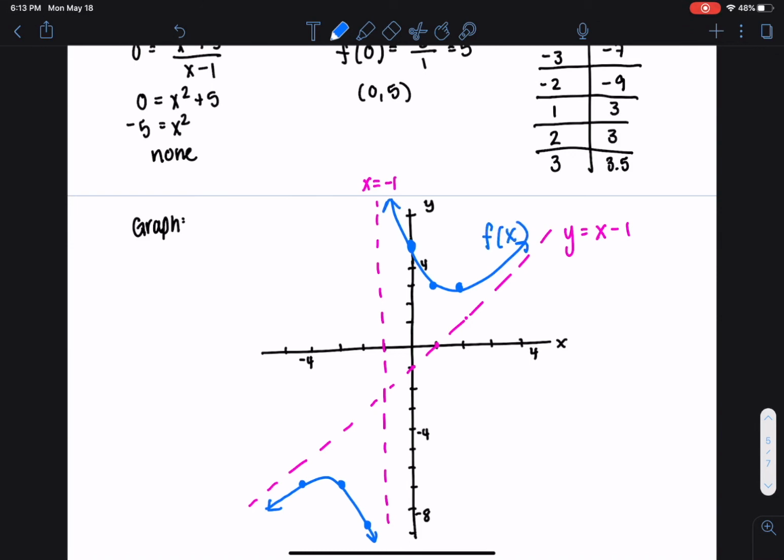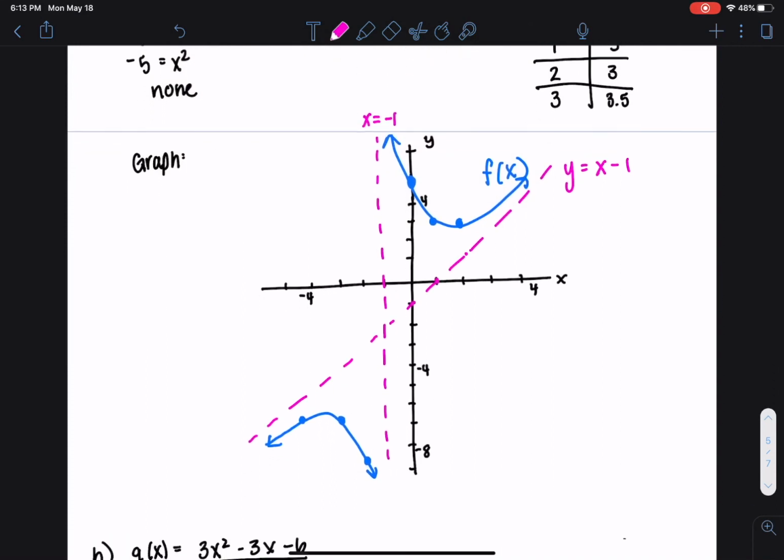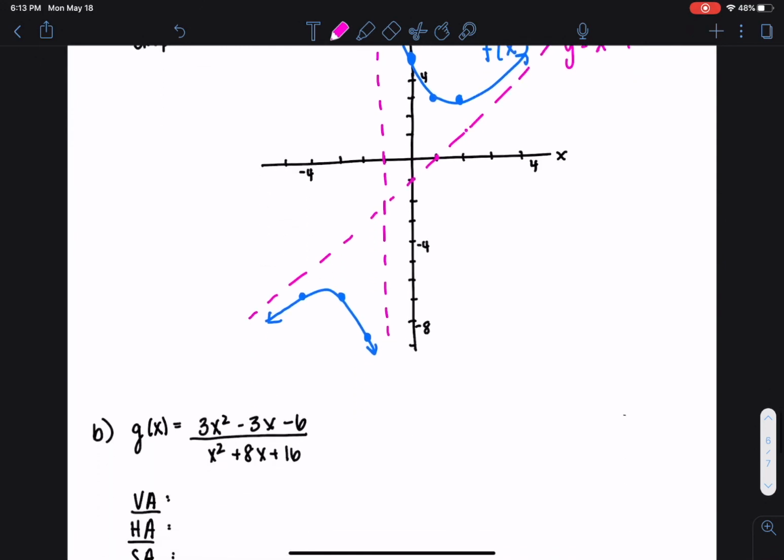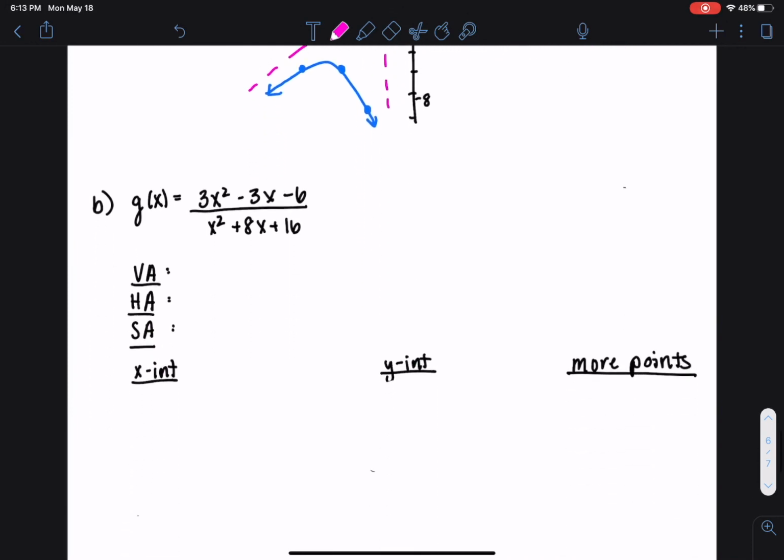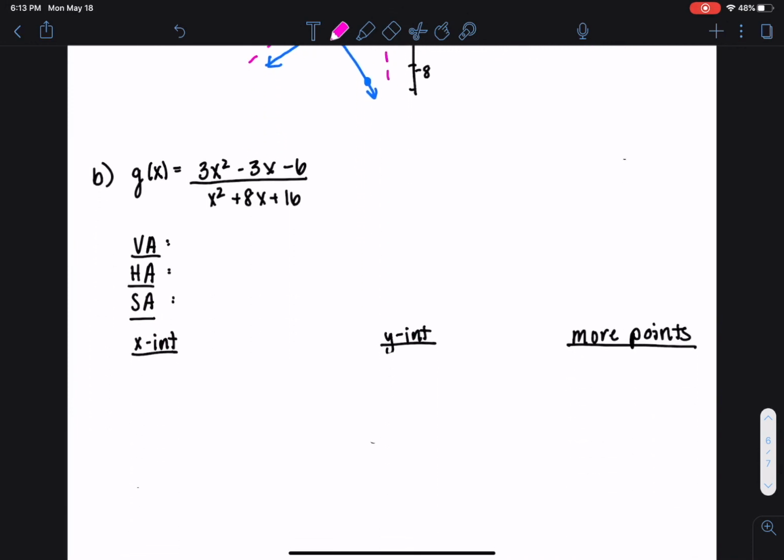Okay? So always go through, find all the different asymptotes, plot those, find some extra points just to help guide you. Do as best as you can to be accurate, but again, when you're drawing by hand, it's going to be a little bit difficult. So let's give one more try. Same directions. We're going to plot it.